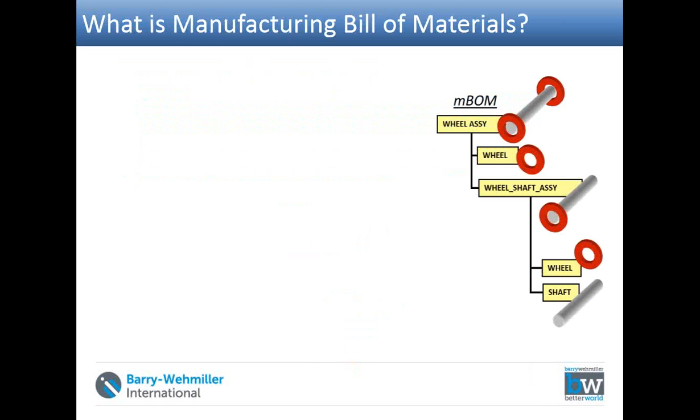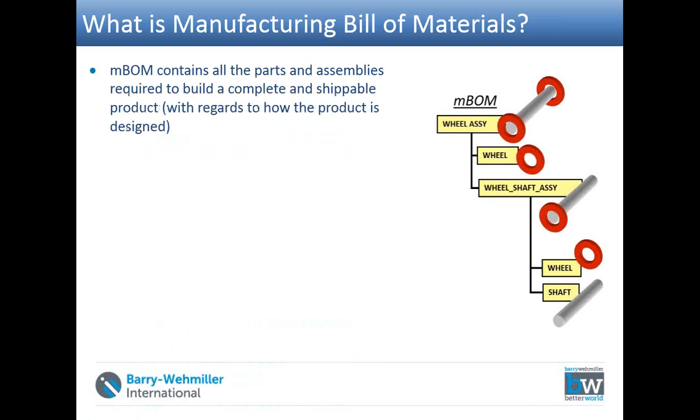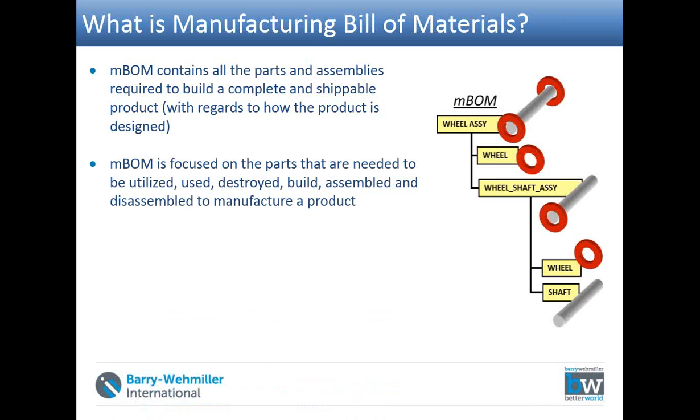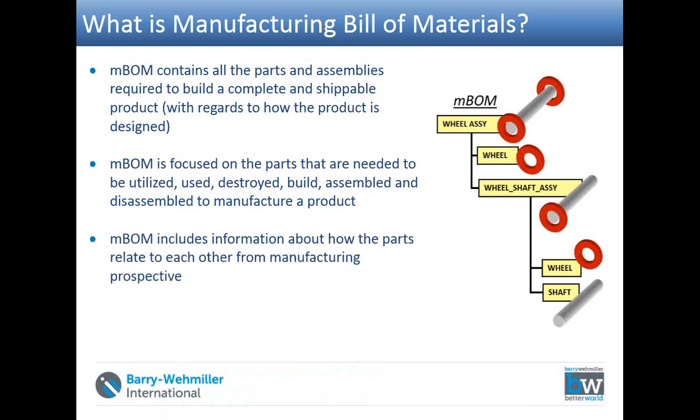And then we'll see what is manufacturing BOM. Basically, the manufacturing BOM contains all the parts and assemblies which are required to build the complete and shippable product. And the M-BOM is basically focused on the parts which are needed and utilized to build that product. And the BOM also includes the information about how the parts are related to each other while the assembly is getting manufactured.